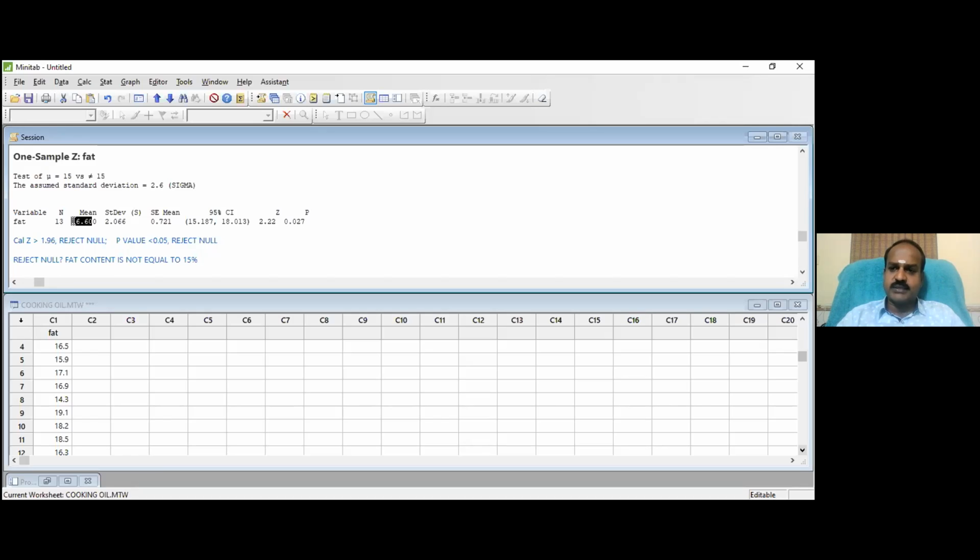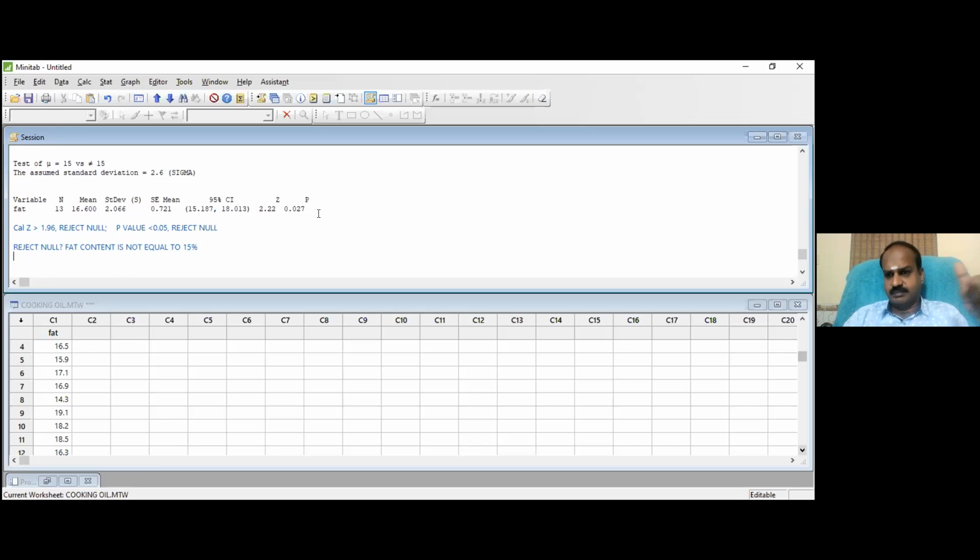When you designed the process in such a way that fat content is 15%, how can it be 16.6? 16.6 is not within the boundary region. It has crossed the boundary. And how did I know it has crossed the boundary? The p-value. Is it easier now doing Z test in Minitab? Come on, students, is it easy? Yes, sir. Very good.